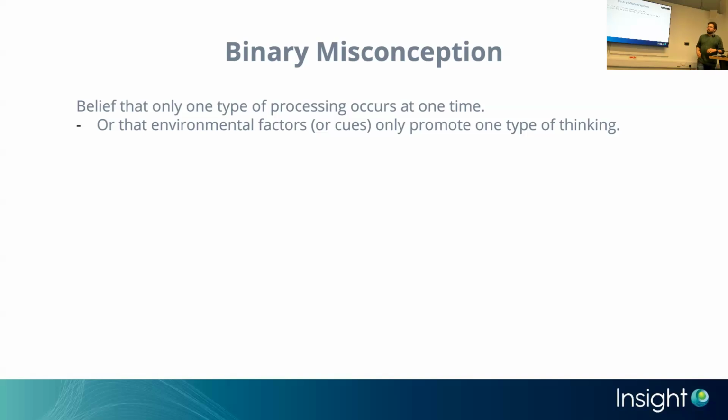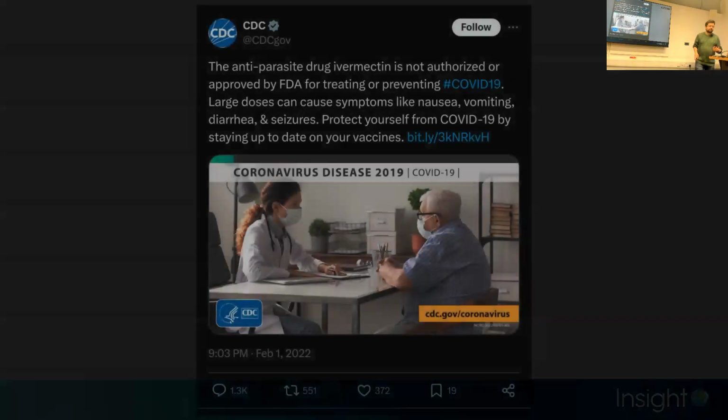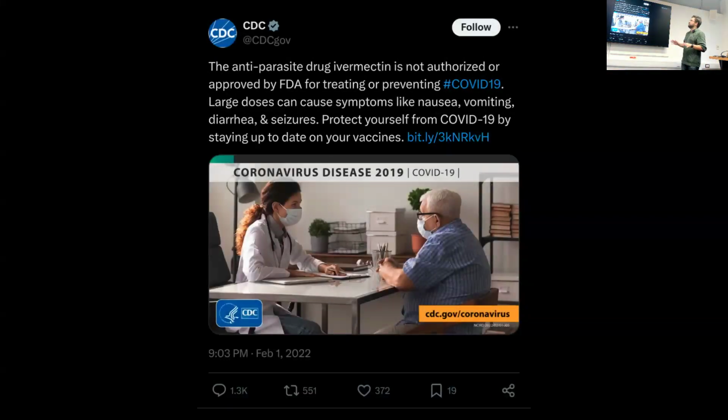And something that overflows from that is researchers believing that there are environmental factors or cues that only promote one type of thinking. So you'll have researchers that will say, well, we changed the peripheral cue on this experiment, and when we change that, the behavior changed. So that must mean the behavior changed because of peripheral processing. And that's not always the case.